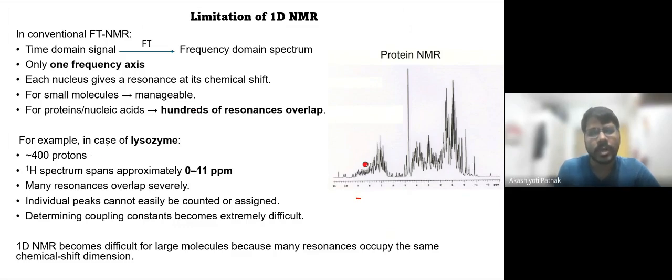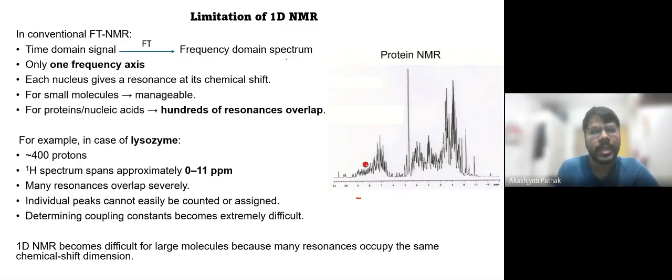Because of such a large number of protons, everything will appear overlapped. You will not be able to deconvolute which peak is arising from which proton in lysozyme. As we had seen in the previous lectures, the proton spectrum spans from 0 ppm to 11 ppm, so all those 400 protons will appear overlapped in this 1D NMR spectrum.